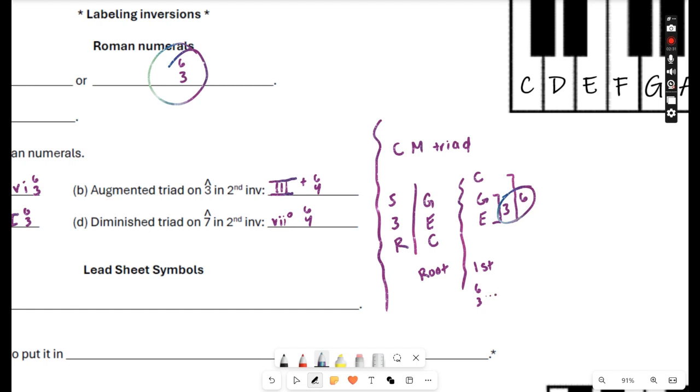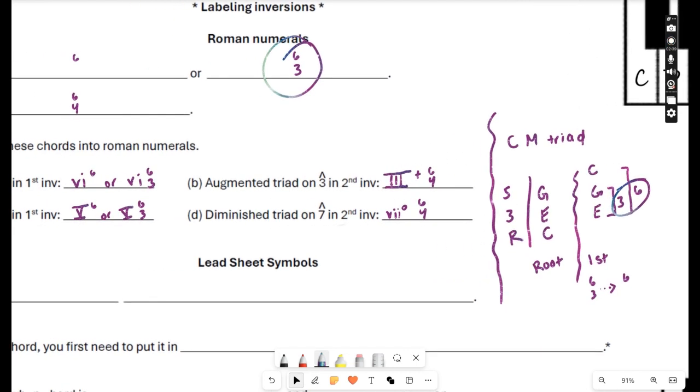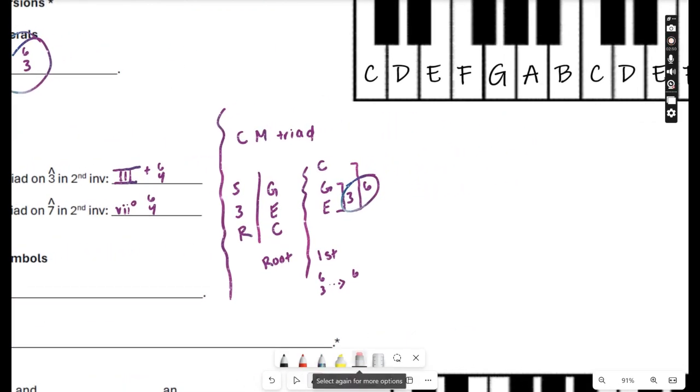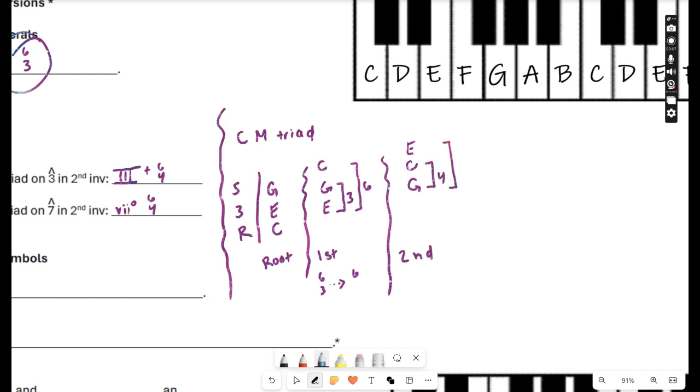But then, over time, composers got a little bit lazy, as, let's face it, all humans do sometimes. They shortened 6-3 to just 6. And that's why we have 6 or 6-3 as both being totally valid ways to label first inversion in Roman numerals. And then it's the same concept for second inversion. If it's in second inversion, that means the fifth is on the bottom, so G is on the bottom, and above it C and E. Between G and C, there's a fourth interval, and between G and E, that's a sixth interval. So 6-4.